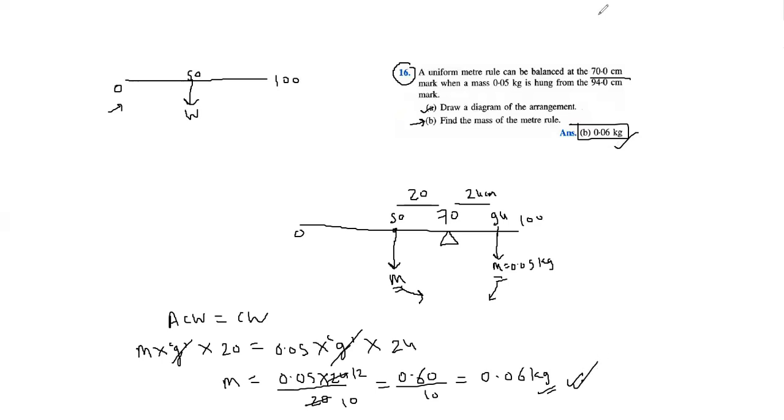Next question is question number 17. And again for question 17, we have to keep in mind the concept of the weight of the ruler always being in the center. So if this is a ruler which goes from 0 to 100 centimeter, which is a meter rule, then its weight will always be at the center, which is 50. Question 17 says a uniform meter rule of mass 100 grams is balanced on a fulcrum at 40 centimeters.